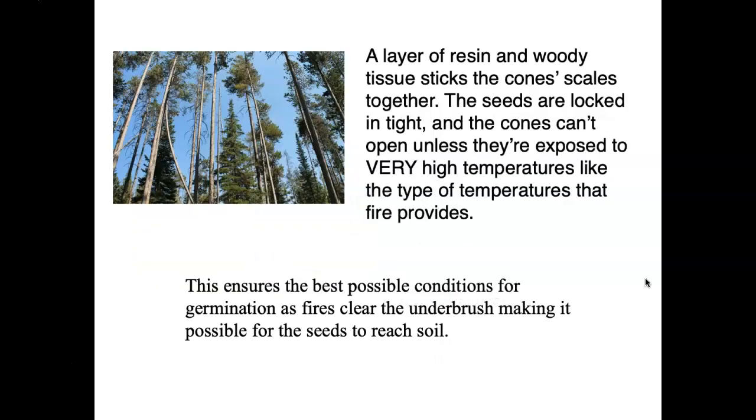There are other ways that plants protect their seeds. So these trees, these are pole trees, and these are very unusual trees, but they are really tall, and they are meant to withstand giant forest fires. So as the underbrush burns off, these trees actually can withstand very high temperatures. And so they put resin, and it says a layer of resin and woody tissue sticks the cone scales together, so that these pine cones that hold these seeds for these trees are locked together with a sticky resin, kind of like a syrup.